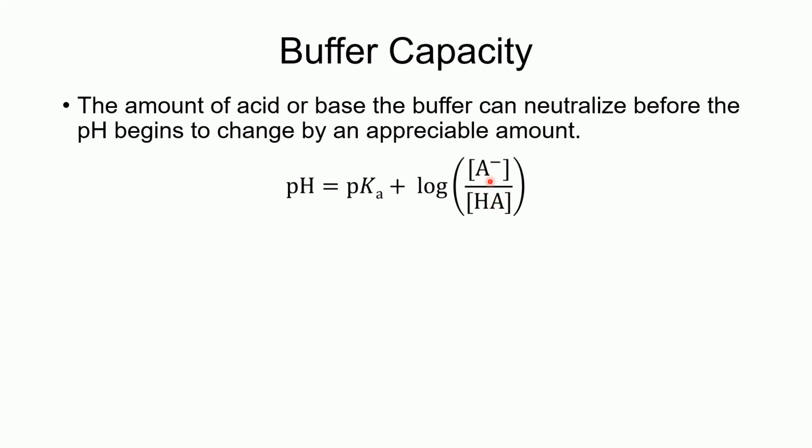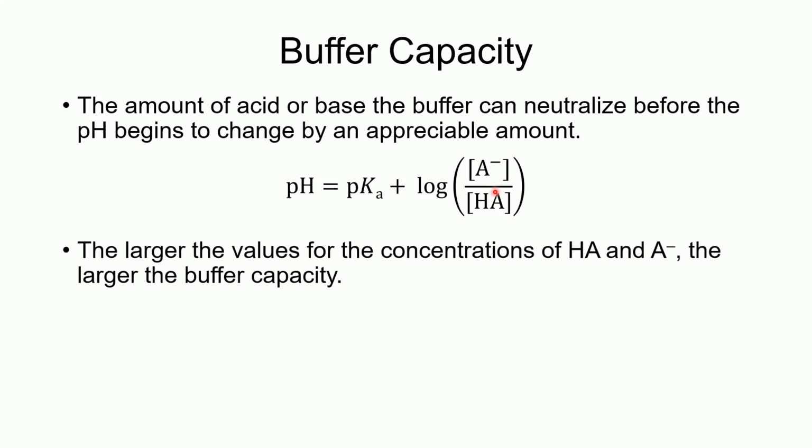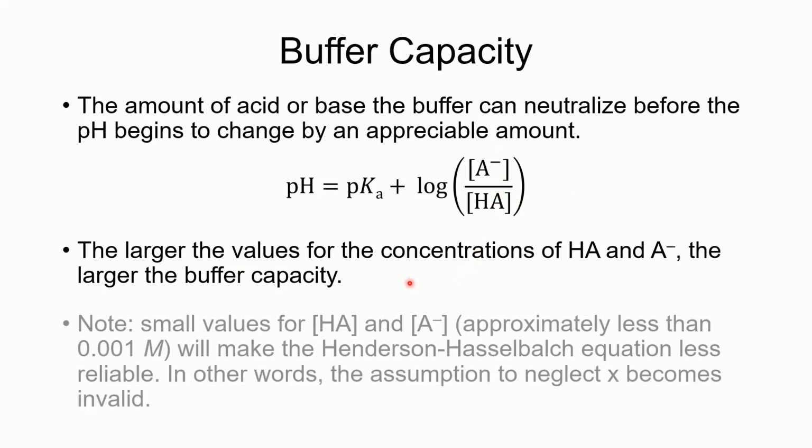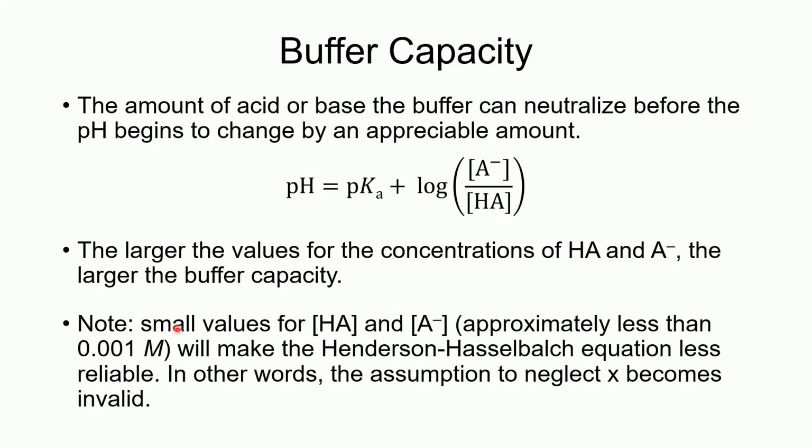The only time this really becomes an issue where you can't just do that is if these concentrations get so low that it's not okay to neglect X, like we did back in problem number 13. If it's not okay to neglect X, then we start to get into some issues. But again, you have to get pretty low concentrations for that to occur. So we'll find that the larger the values of these concentrations, the larger the buffer capacity. And this is the note. Small values for the concentrations, and by that I mean less than 0.001 molar, make the Henderson-Hasselbalch equation less reliable. And so, if we're going to have a buffer solution, we need to have a significant amount of these.